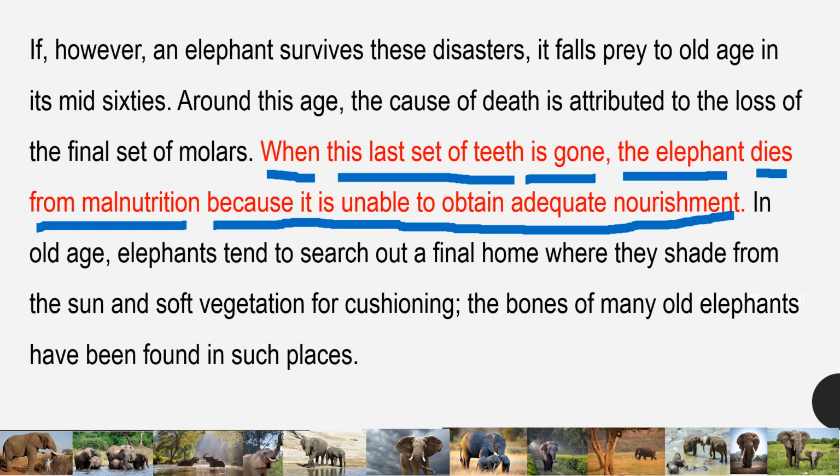Kalau pertanyaannya adalah it itu siapa? Kita harus tahu bahwa it ini adalah subjek dari bagian kalimat ini. Ini pasti mengacu kepada subjek pada bagian kalimat sebelumnya, yaitu elephant. Nah, jadi ngartikannya pun juga harus tepat. Ketika seperangkat terakhir giginya hilang atau lepas, gajah tersebut mati karena kekurangan gizi. Sebab gajah tersebut tidak mampu lagi mendapatkan makanan yang cukup. Nah, jadi it refers to the elephant.